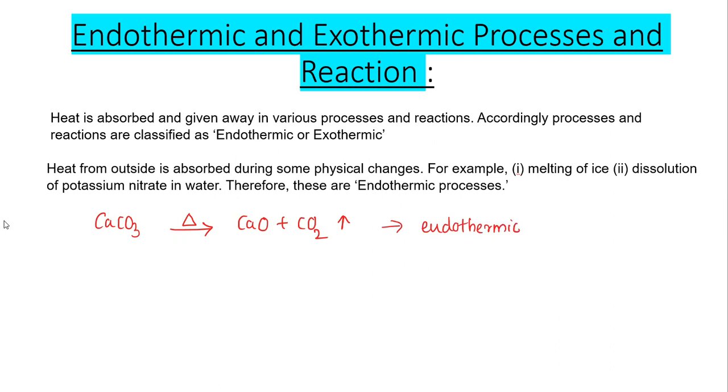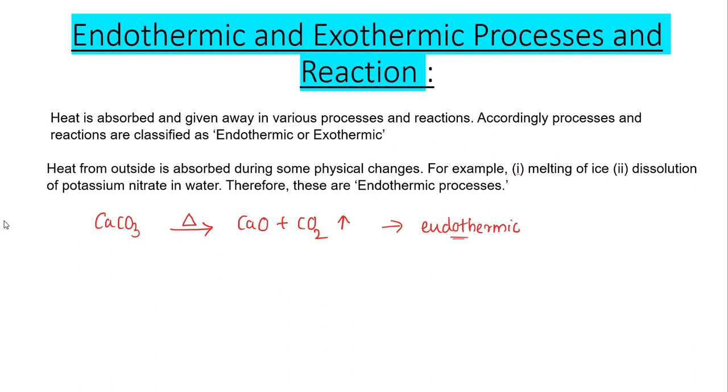Here, the reactant absorbed heat and we got product. Are you understanding? The reaction in which heat energy is absorbed by the reactant and forms product, such type of reaction is called endothermic. Just opposite of endothermic is exothermic. Exothermic means heat energy is released.